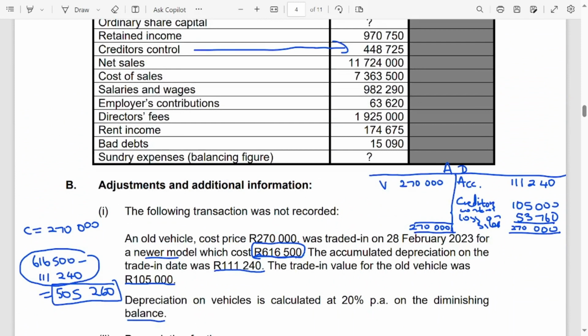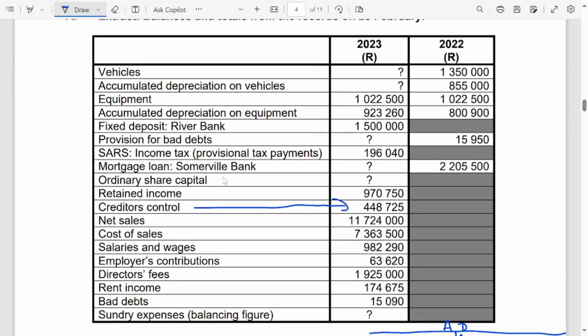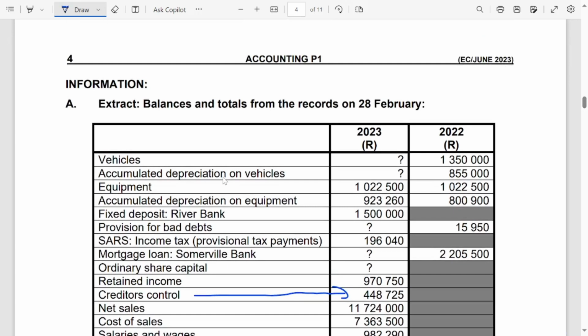So it means that this old vehicle was traded in at the end of the financial year, meaning that it stayed for the whole 12 months. So when we are calculating the depreciation for the vehicles, they are given here. They said balances and totals from the records on 28 February. So these vehicles are the balances on 28 February 2022, which means they are going to be the opening balance on 1 March 2022. So these are the opening balance.